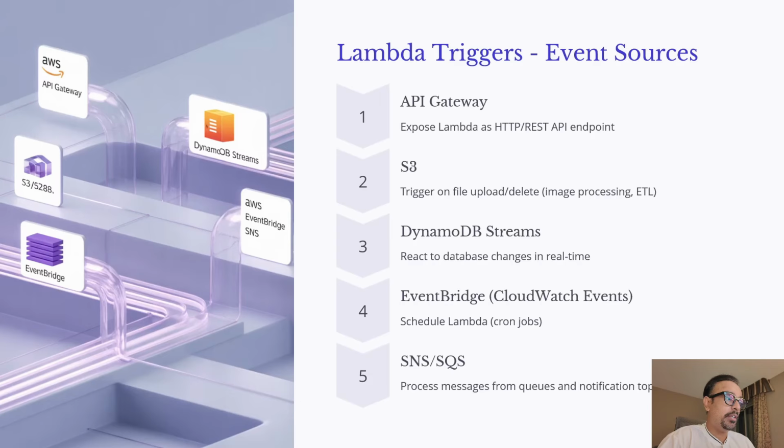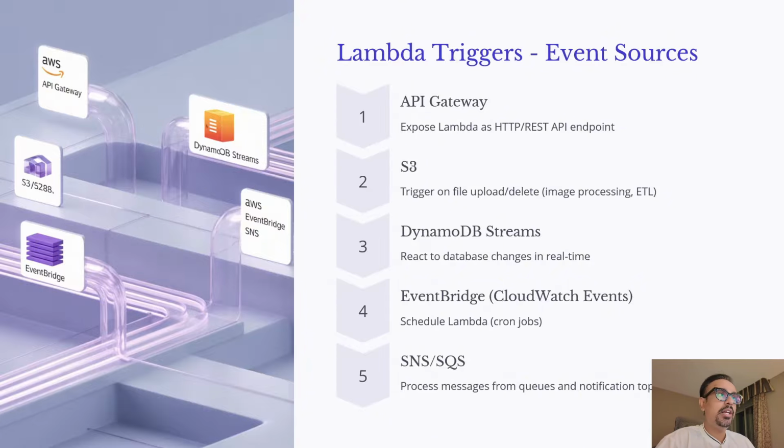Now, let's look at what can trigger your AWS Lambda function, because Lambda is designed to react to events automatically. First is API Gateway, which can trigger Lambda when an HTTP or REST API request is made, making it perfect for serverless APIs. Second is Amazon S3, which can trigger your function whenever an object is uploaded or deleted within a bucket, which is great for use cases like image processing or ETL pipelines. Third is DynamoDB Streams, which allows Lambda to respond in real time to database changes. For example, when an item is added or updated.